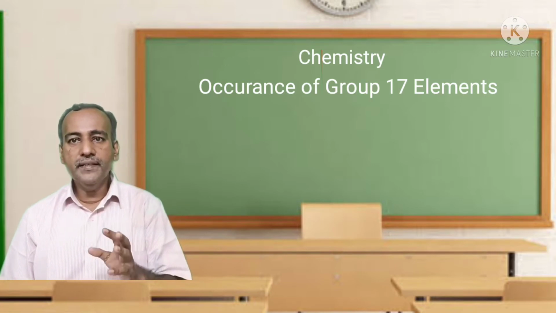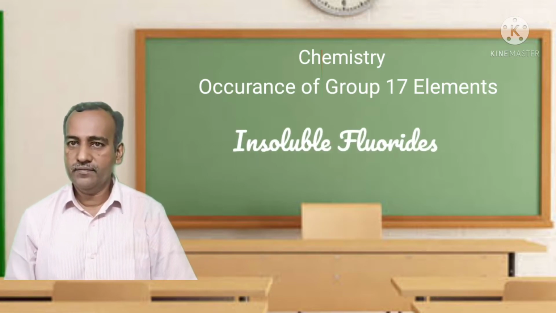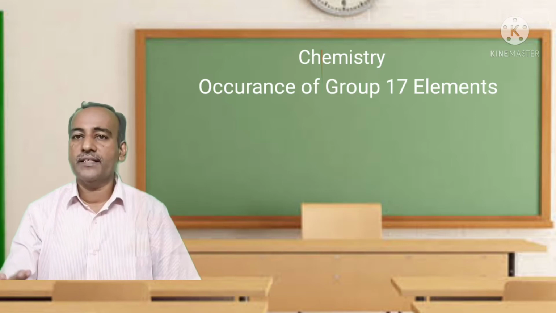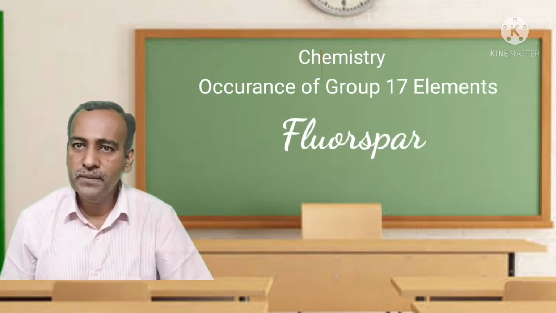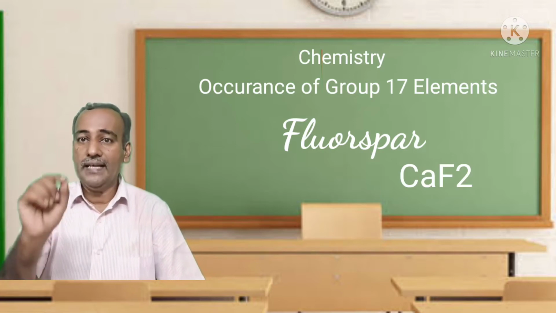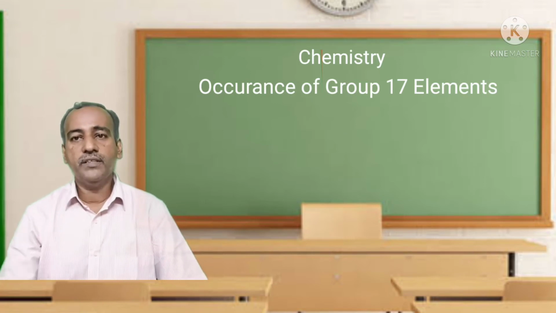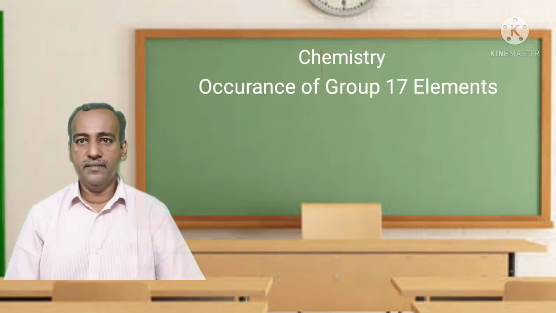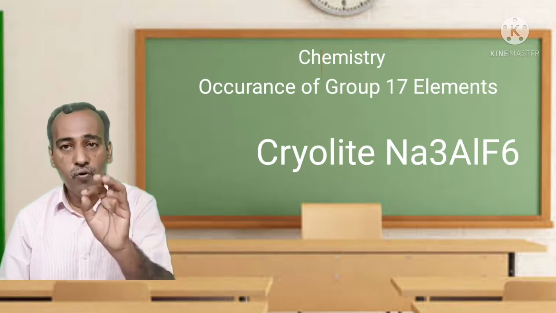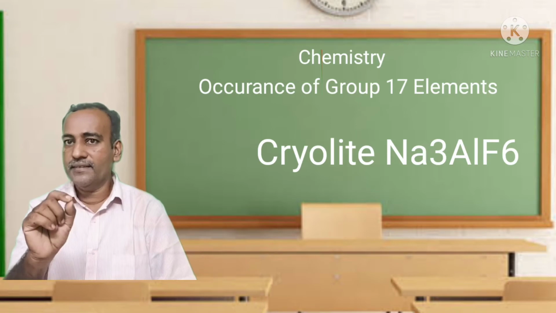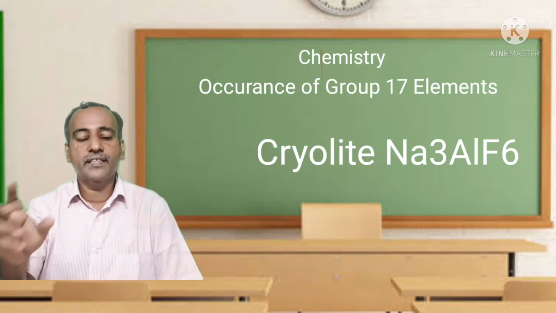We are going to study about the occurrence of group 17 elements. Fluorine mainly occurs as insoluble fluorides. What is that? Insoluble fluorides. Examples: fluorspar. What is fluorspar? Fluorspar is nothing but calcium fluoride. The next important insoluble fluoride is cryolite. Already we studied, it is one of the important ores of aluminium. Na3AlF6 is the formula for cryolite.